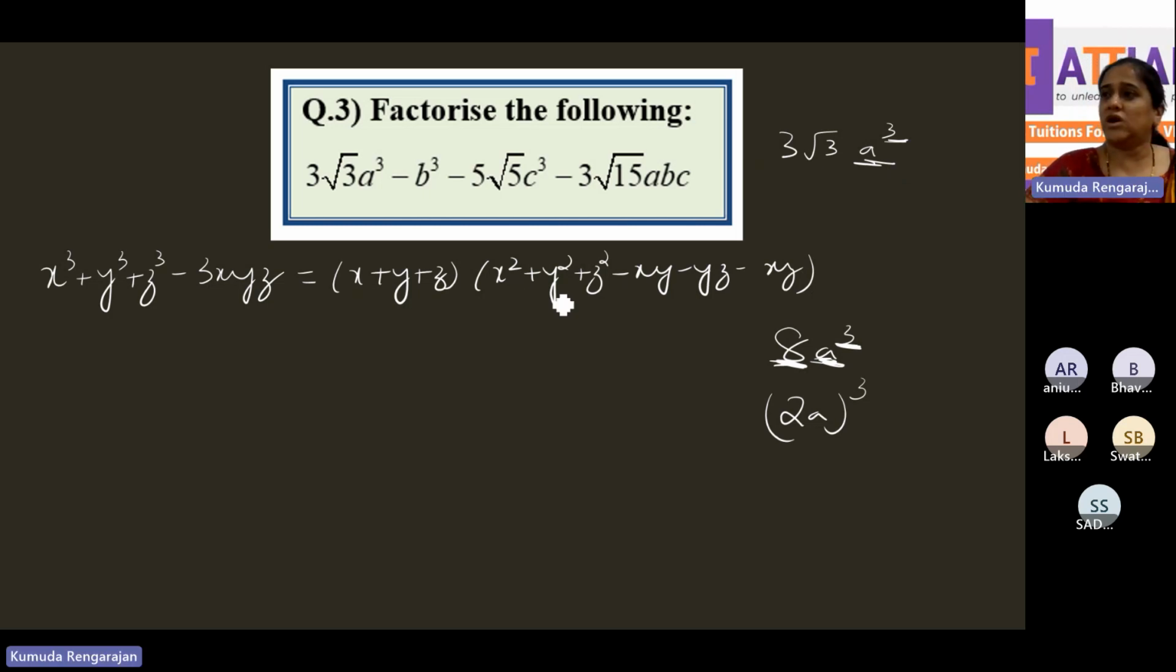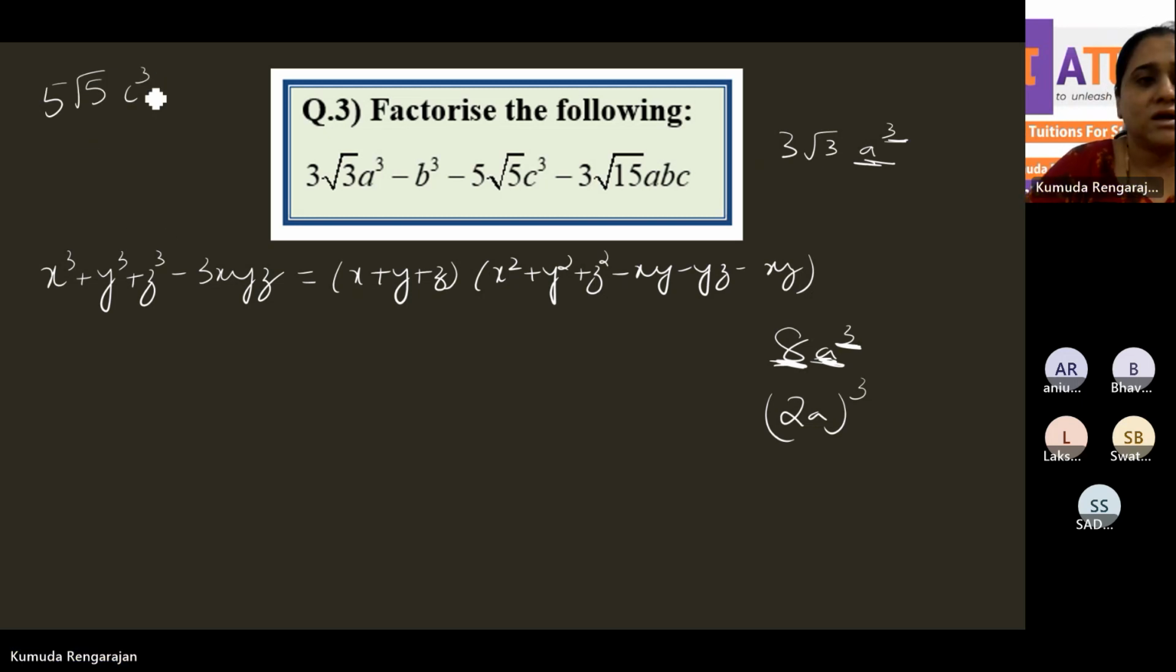Then it is not a perfect cube. It may be a perfect cube, but it's not written in that form. Similarly, 5 root 5 c cubed. The cube is only for c. It's not for this one. You must write it as a whole cubed.